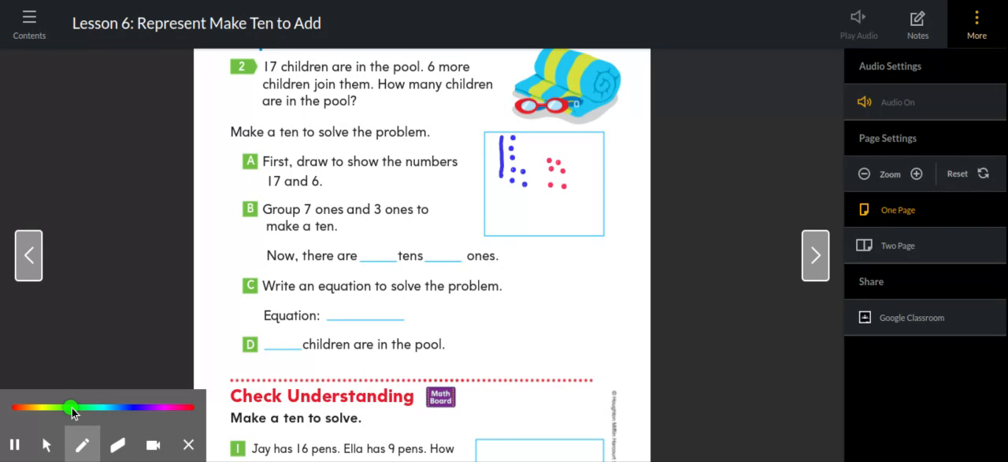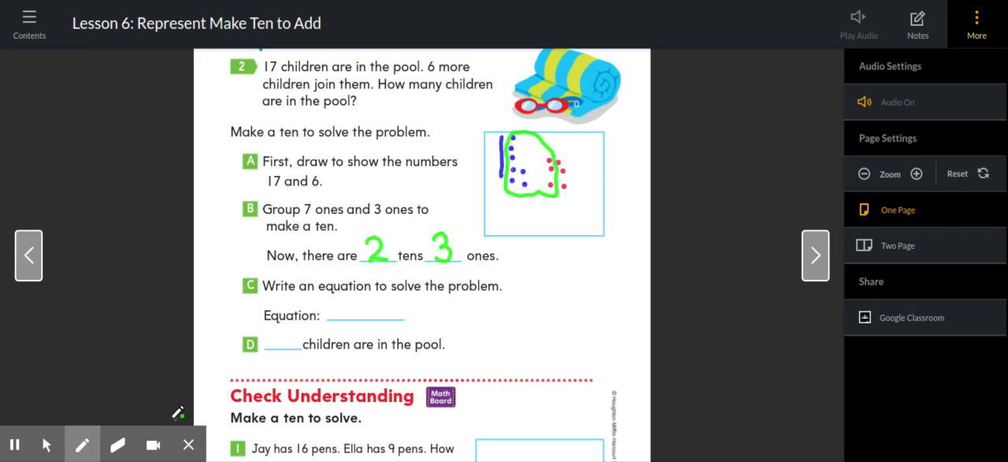Now I'm going to group 7 of the 1s plus 3 more 1s to make another 10. So I'm taking these 7 1s and I'm adding 3 more 1s because I know that 7 plus 3 is 10. And now there are 2 10s and 3 leftover 1s.